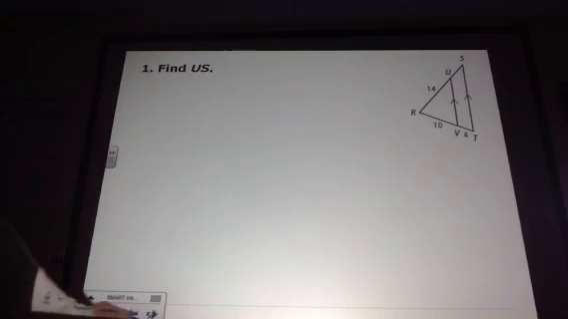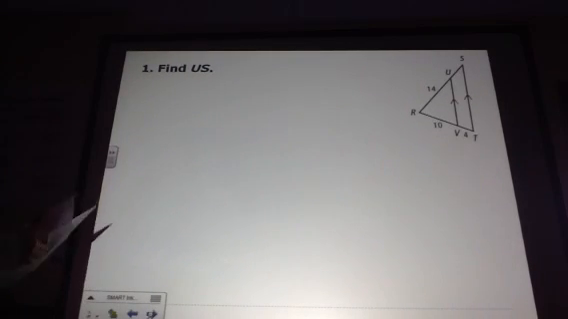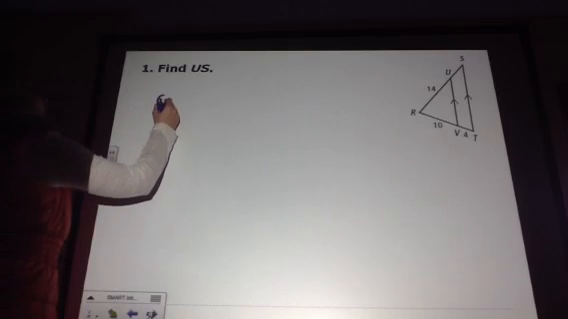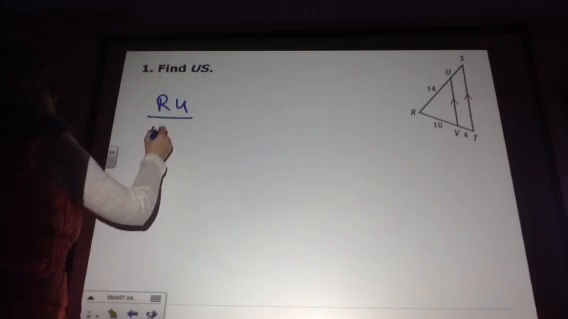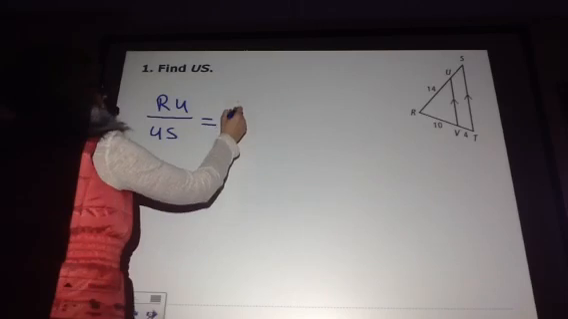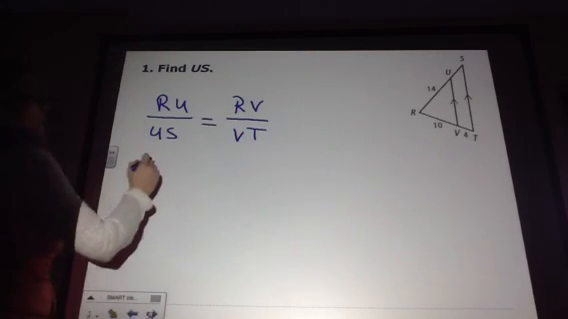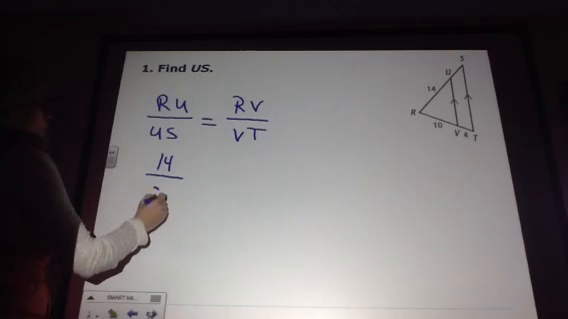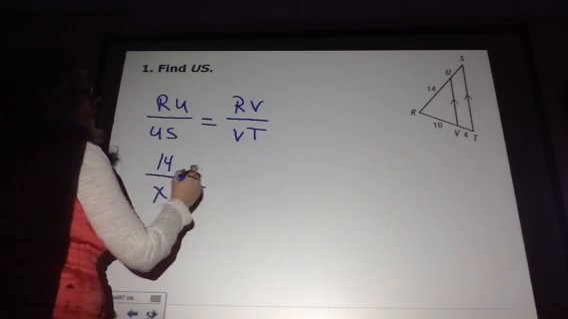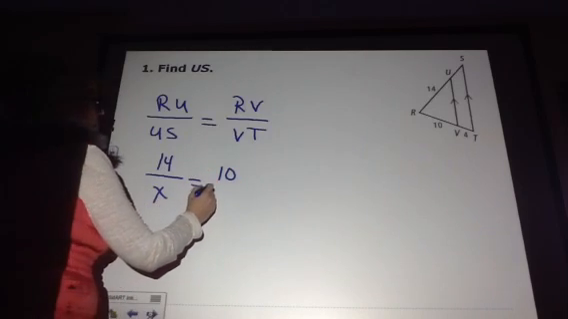So find US. Well, UV is a line that is parallel to ST because of the markings, and it intersects those other sides. So what we have here is RU over US equal to RV over VT. Then substitute in. RU is 14. US is what we're trying to solve for. RV is 10. And VT is 4.